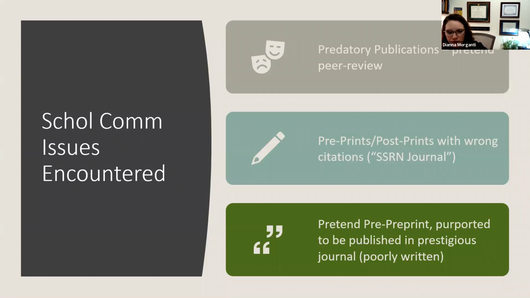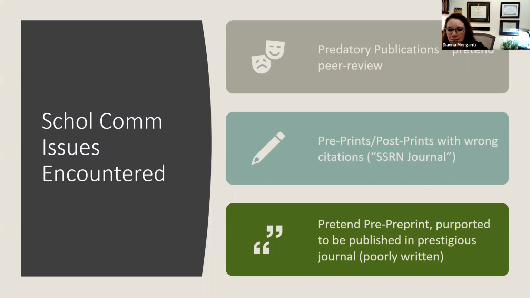And I got really excited with alliteration in this slide, so I apologize for all of these. So: predatory publications, pretend peer review, not really peer-reviewed sources. And then the second type of scholarly communication issue I came up with were preprints and postprints with wrong citations.